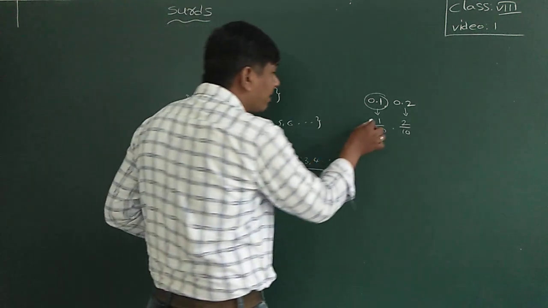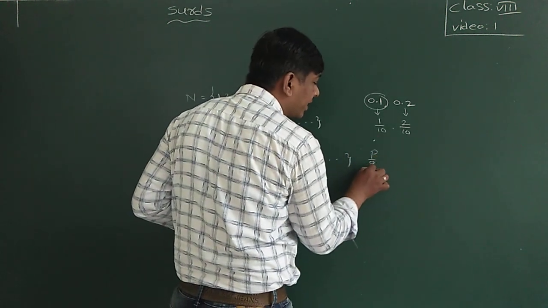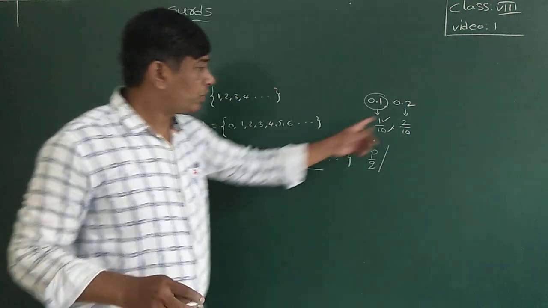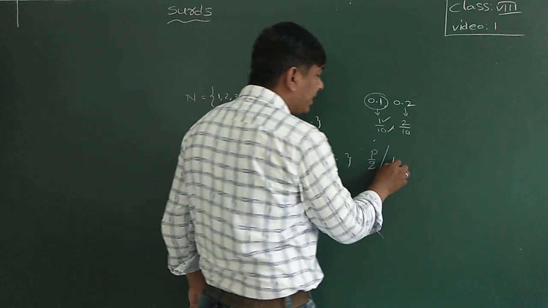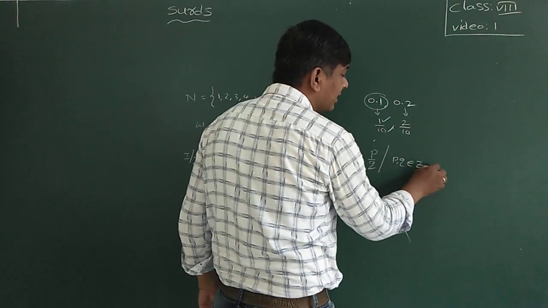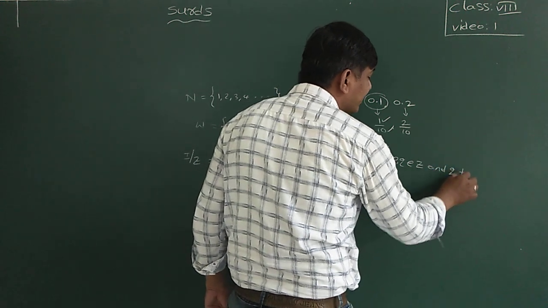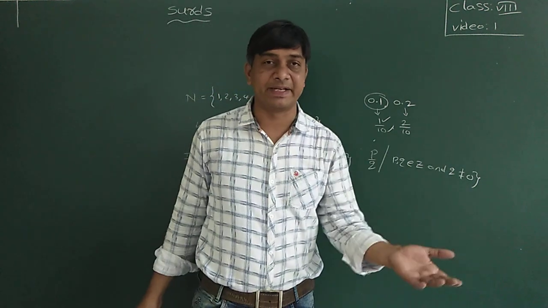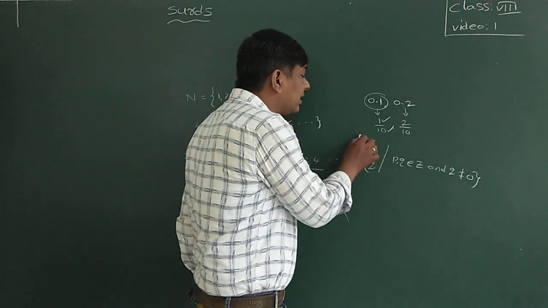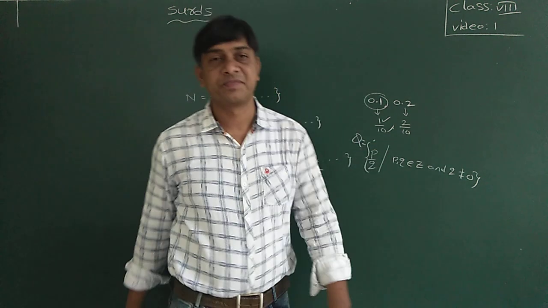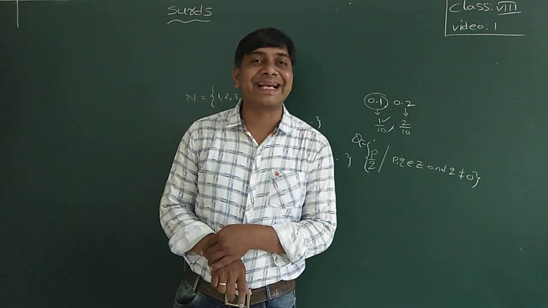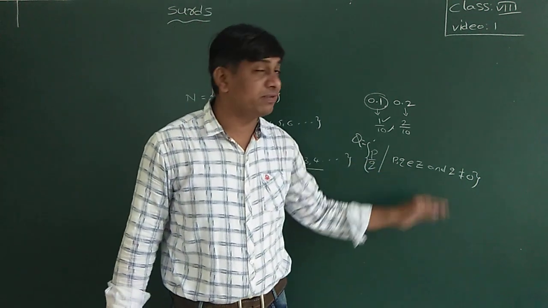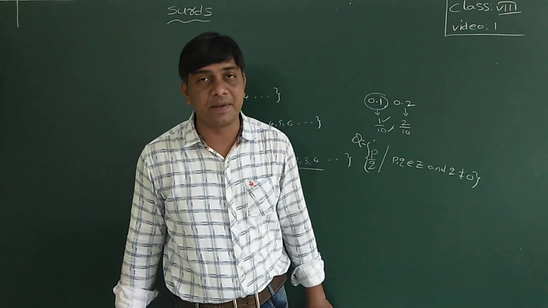So these numbers are in the form of p by q, where 1 and 10 are integers, 2 and 10 are integers, where p, q are integers and q should not be 0. Denominator can never be 0. If the denominator is 0 we can't define it. Numbers which can be expressed in the form of p by q, where p and q are integers and q is not equal to 0, are called rational numbers.